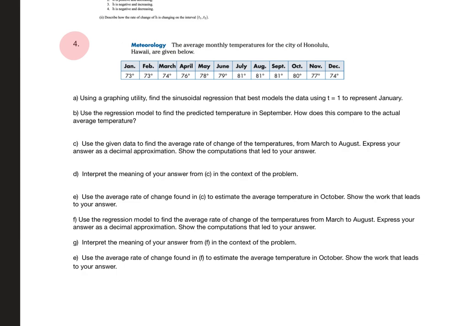Then it says, use the regression model to find the predicted temperature. So now we're using the Y1 in our calculator. And compare it to the actual data. The actual data is the one that's in the chart.